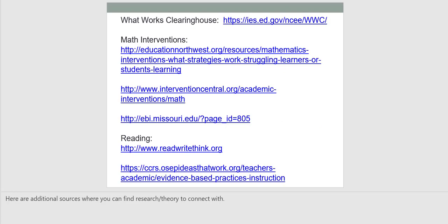Here are additional sources where you can find research or theory to connect with. One is the What Works Clearinghouse. Another for math interventions could be Intervention Central. For reading, something like readwritethink.org could work.